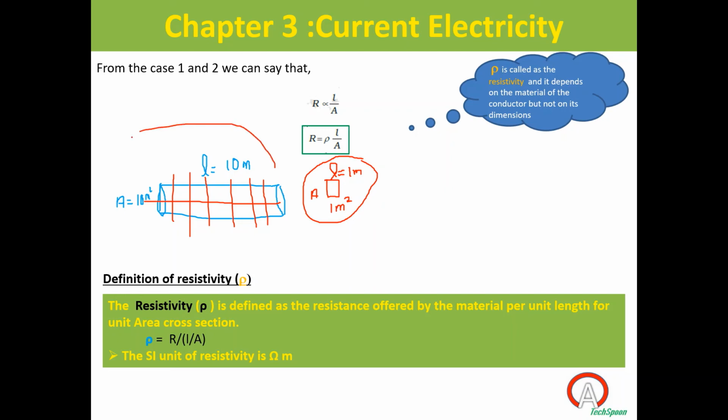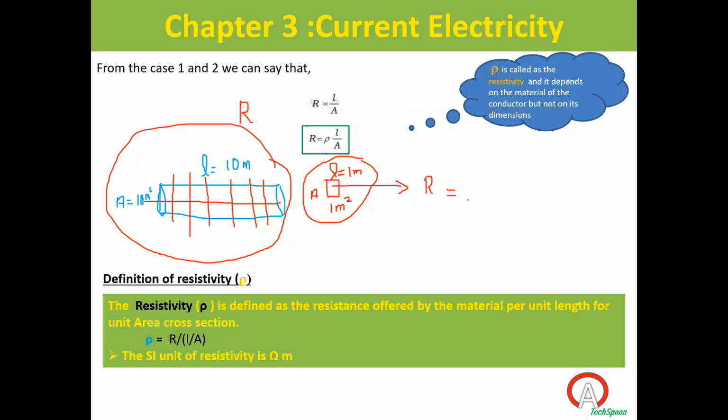So this total conductor will have a resistance R that depends on the length, area of cross section, everything. I am taking out a small piece of length 1 meter and area 1 meter square. This small piece also will have a resistance, right?